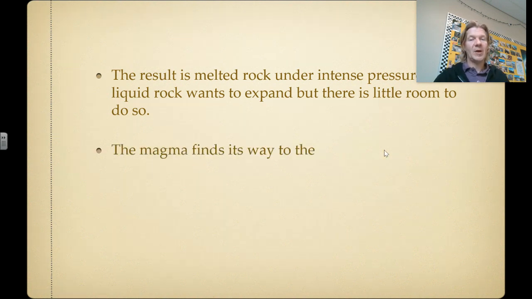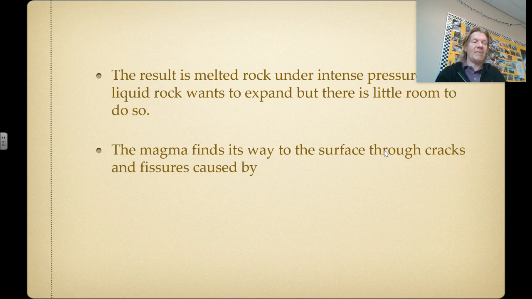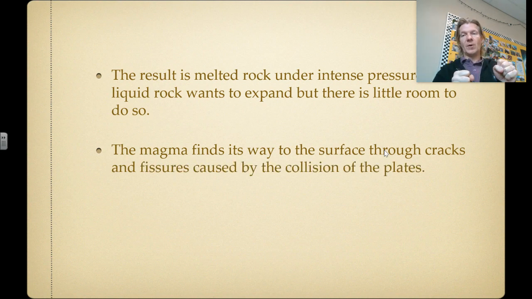The magma finds its way to the surface, because rock doesn't bend very much. If you ever tried to bend a rock, you know it doesn't work. So all this pressure causes little fissures and cracks. Okay, so the magma eventually makes its way to the surface, and then an eruption occurs.